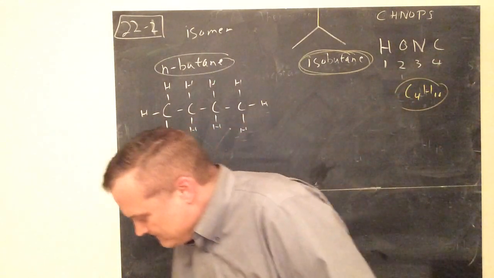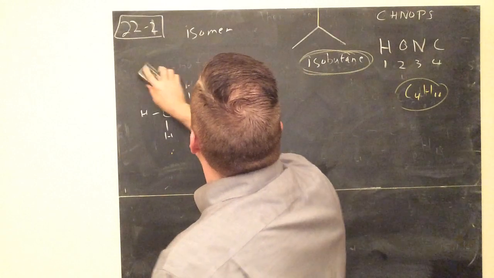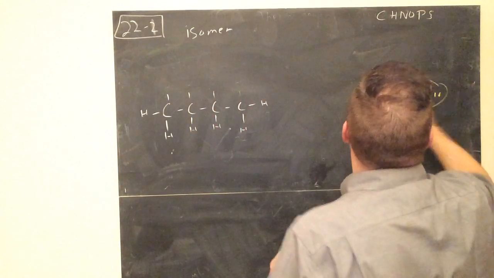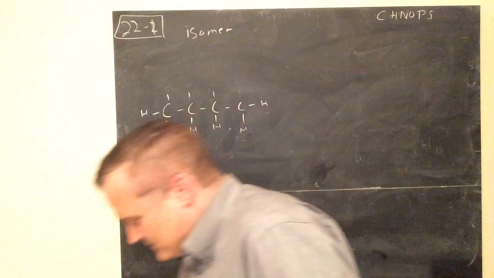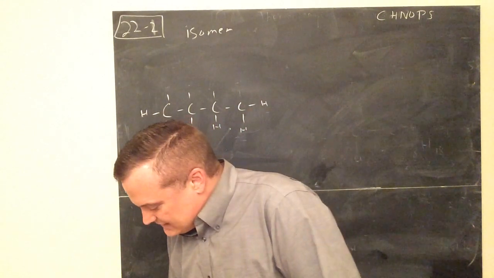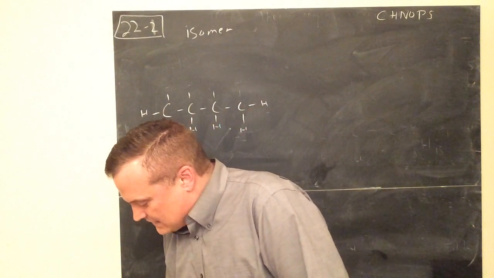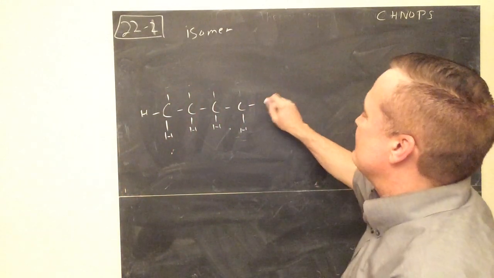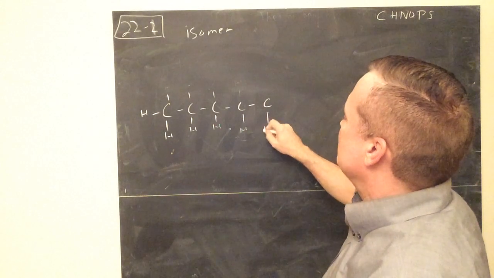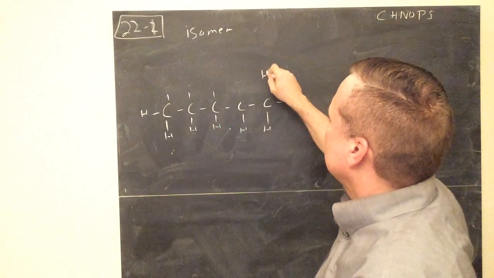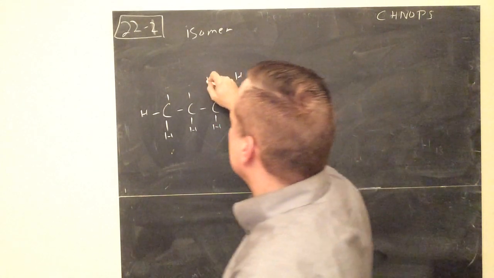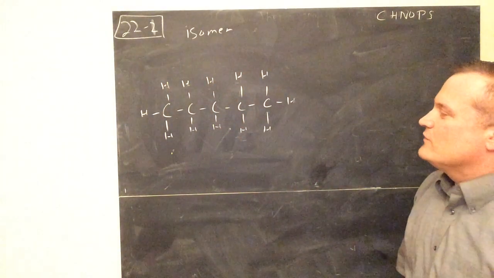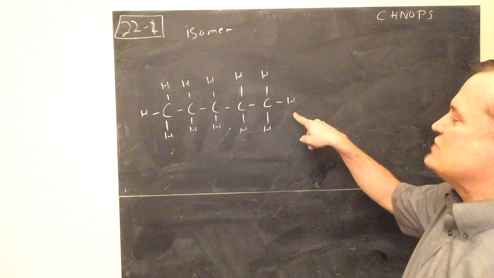Now let me go with another one. Actually, I can just keep these papers here. The next one says, what about n-pentane? Penta is 5. 1, 2, 3, 4, 5. I'm going to put H's around that one. So this is normal pentane, just straight out in a chain.